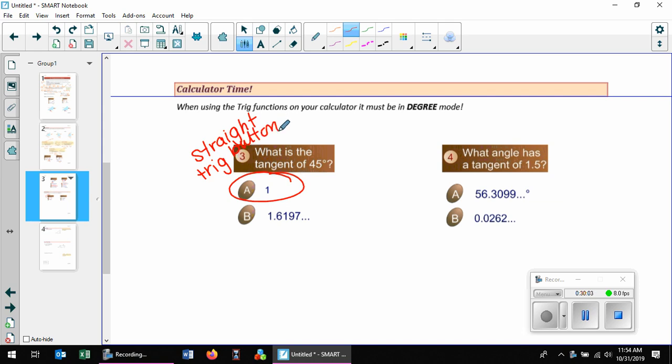All right, so this is what we're going to do now, ladies and gentlemen. We're finding what angle has a tangent of 1.5. Here we're trying to find the angle. If I have the angle, I'm going to use the straight trig button. If I'm trying to find the angle, so I'm finding angles, I'm going to use the second function button, or it might be a shift, and then I'm going to put in tangent, and then I'm going to put in 1.5, and then it equals or enter.